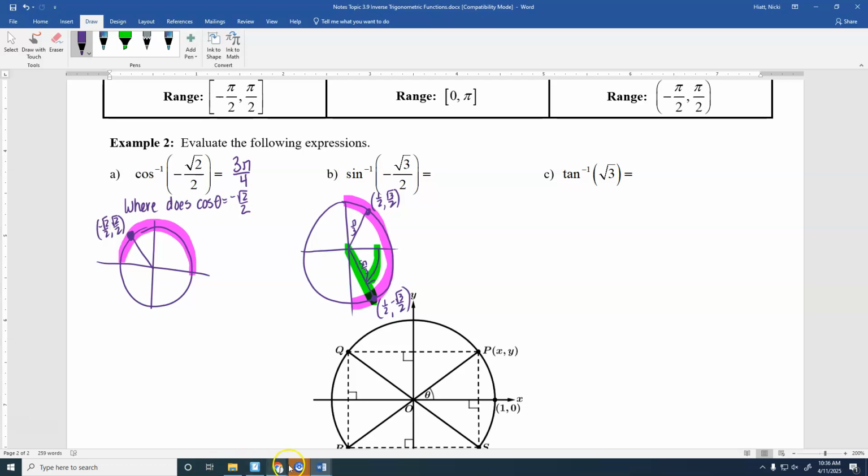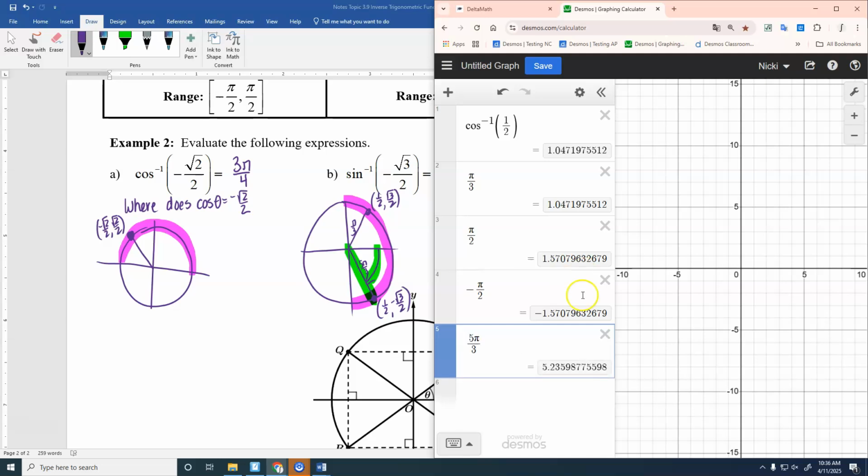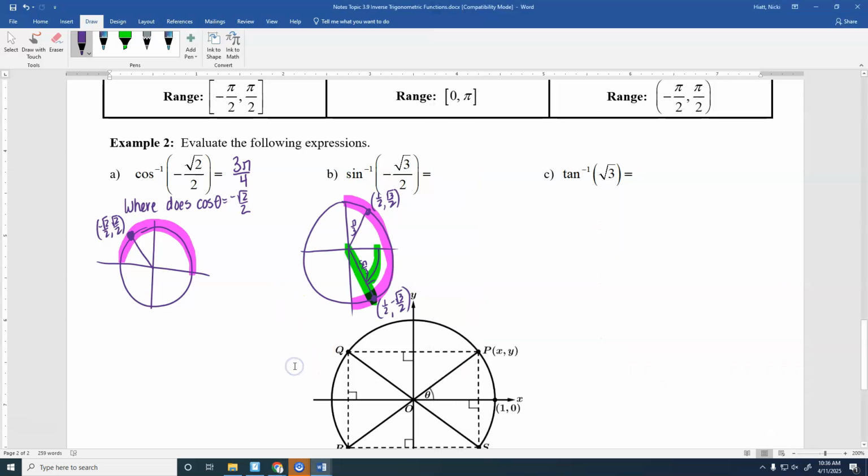Let me just pull up Desmos over here so we're all very clear on that. Pi over 2 is 1.57. Negative pi over 2 is the same but negative. If I do 5 pi over 3, that's 5.23. It's not between those two numbers, right? So I've got to use negative values for this, which means that I'm going to call that negative pi over 3 instead of calling it 5 pi over 3.